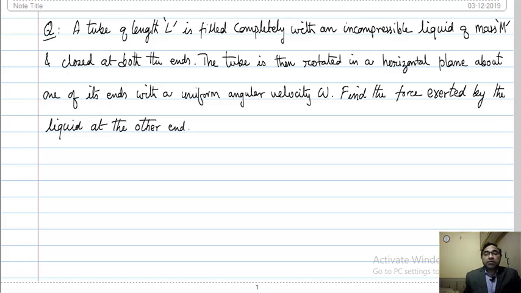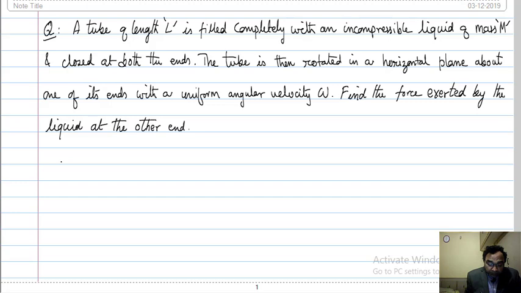Let us discuss one more question from the rotational motion. The question reads like this: a tube of length L is filled completely with an incompressible liquid of mass m and closed at both the ends. The tube is then rotated in a horizontal plane about one of its ends with a uniform angular velocity omega. Find the force exerted by the liquid at the other end.